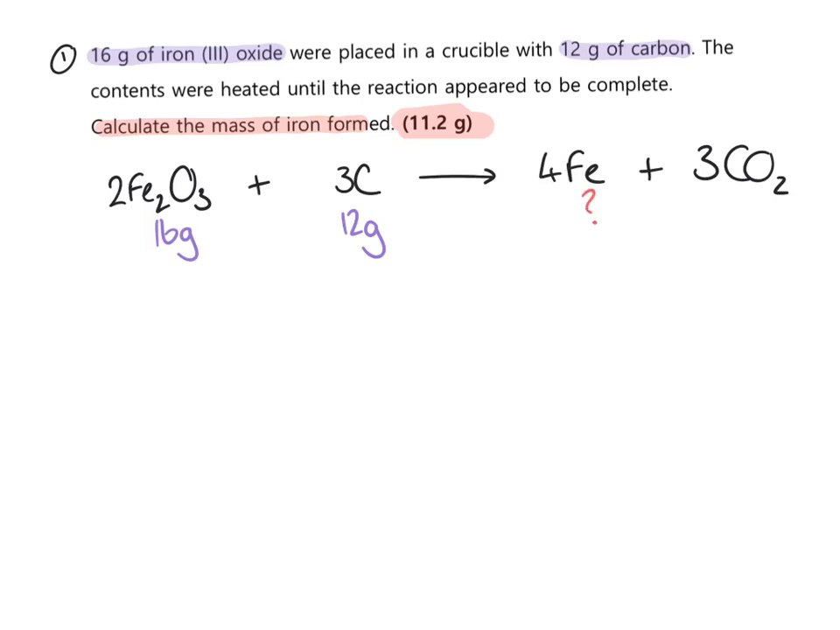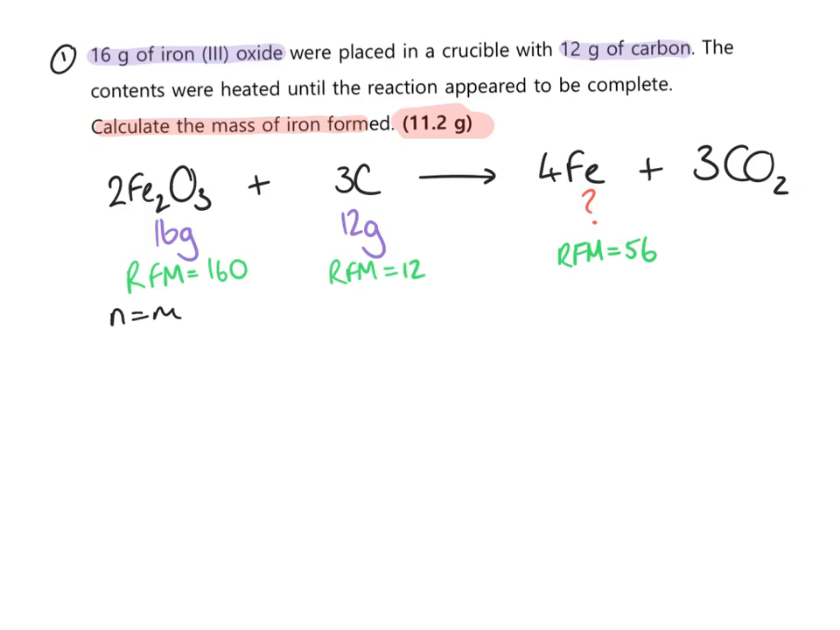Let me write down the RFMs that I'm going to need to use, and you're given those in the question as well. Your RFM of iron oxide is 160, your RFM of carbon is 12, and your RFM of iron is 56. You're given the RFM of carbon dioxide as well, but we won't be using that in this calculation. So what you start by doing is pick one of your reactants, work out the number of moles, and then remember to divide by your balancing number.